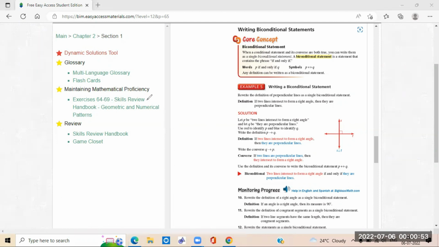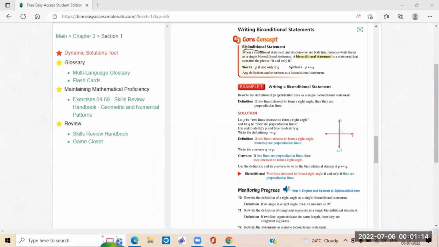So now we have already seen the conditional statement. Conditional statement is nothing but the if-then form of a given statement. You can write the definitions of any geometrical figures as a conditional statement. So also we have a biconditional statement. Now what is a biconditional statement? We are going to see.